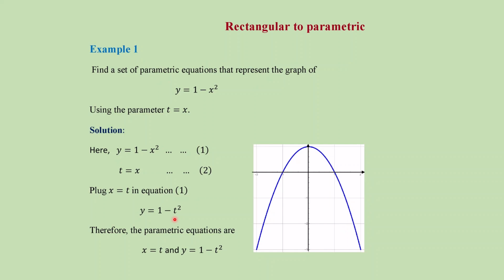But when you write a parametric equation, you need to write it in terms of three variables, x, y and t. So x equals t and y is 1 minus t square. So this was the equation of a parabola. When x is 0, y is 1. So this is the vertex, and its shape would be like this.